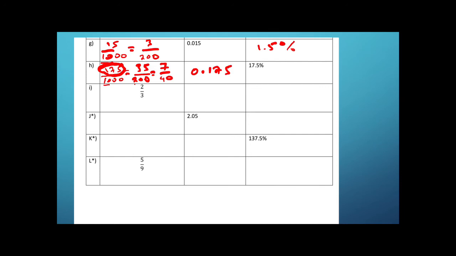2/3, again, is probably just one of these worth remembering. It's 0.6666 and it's recurring, and we would write that as 0.6 with a dot on top. So as a percentage, that's 66.666, and that is 66.6 recurring.